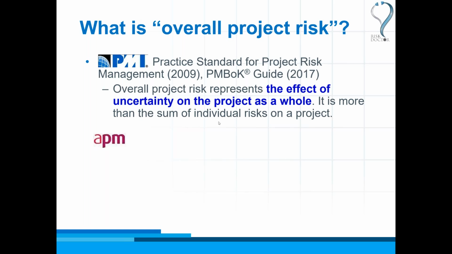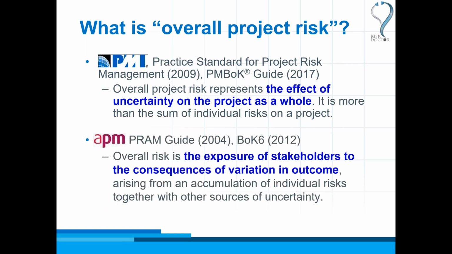That's overall project risk. And in the UK, our professional body has the same kind of definition. Overall risk is the exposure of stakeholders to the consequences of variation in outcome, the whole project outcome. And it arises from an accumulation of individual risks together with other sources of uncertainty. And what both these definitions are saying is that we can list the individual risks on our project, but you can't just add those things up to work out how risky the project is overall.